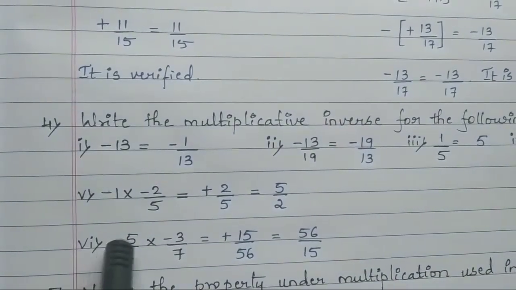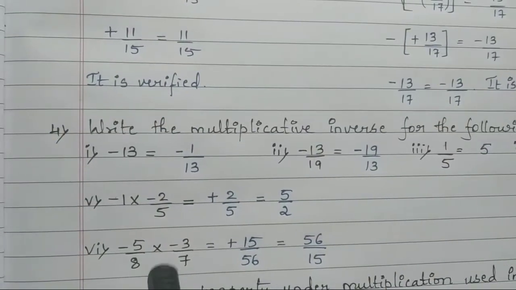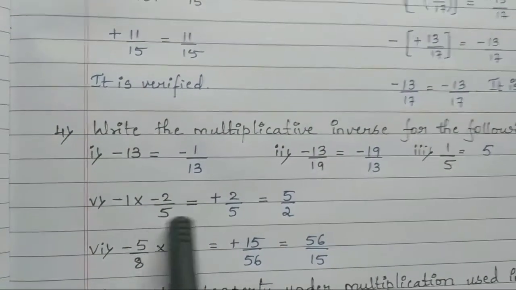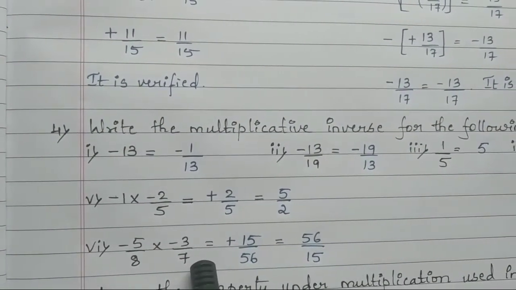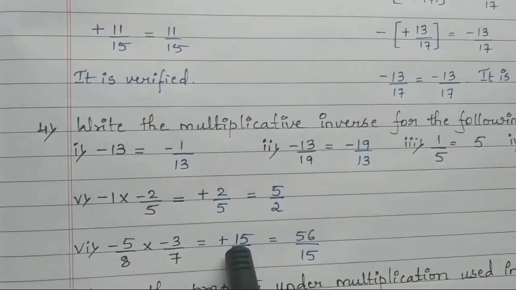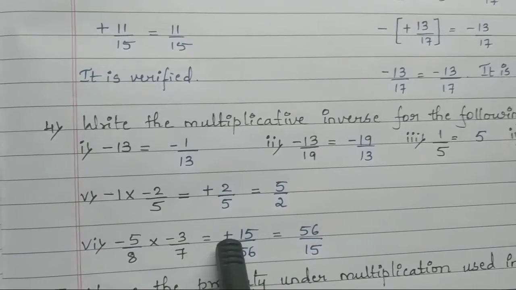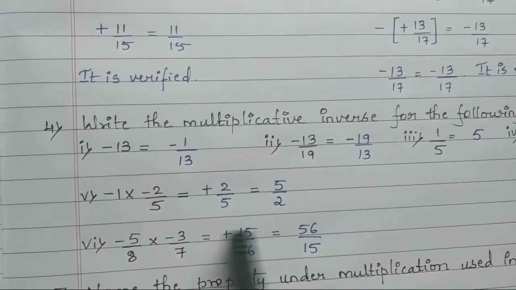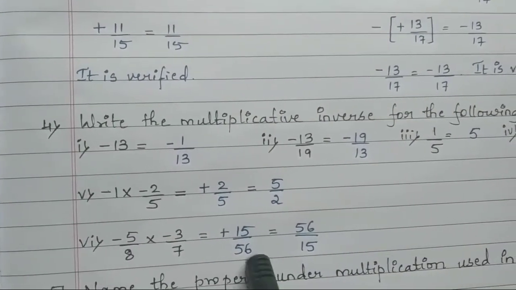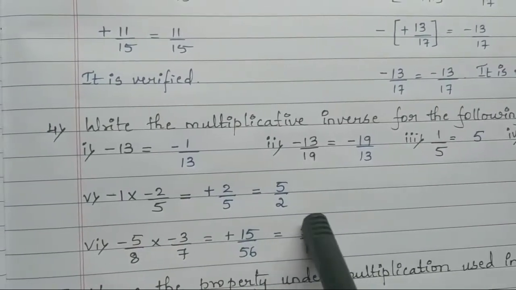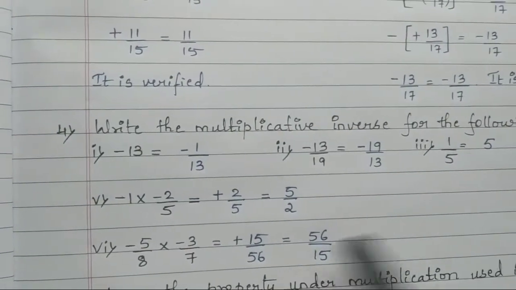Similarly here minus 5 by 8 into minus 3 by 7 is given. First we have to solve this multiplication, then we have to give the multiplicative inverse of this. So minus into minus will become plus. 5 3s are 15 and 8 7s are 56. So as we write the reverse, it will be 56 by 15.